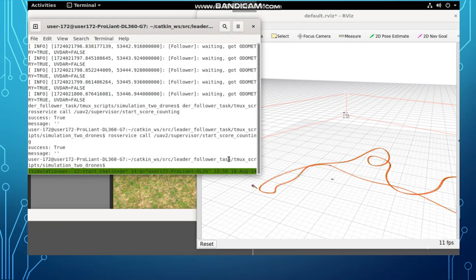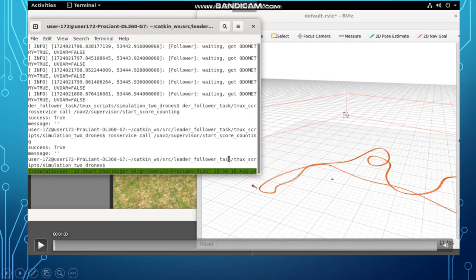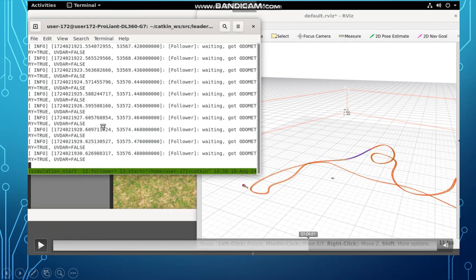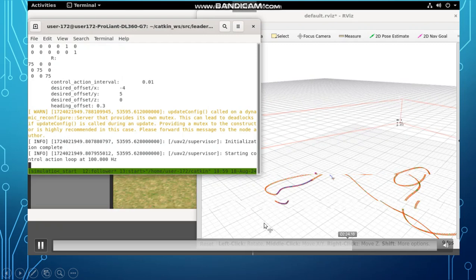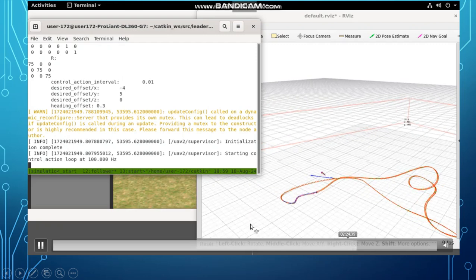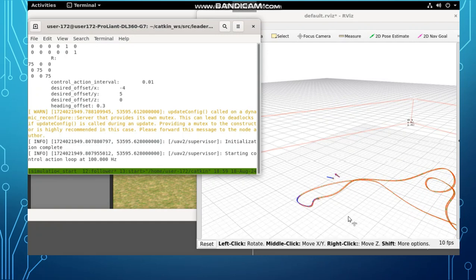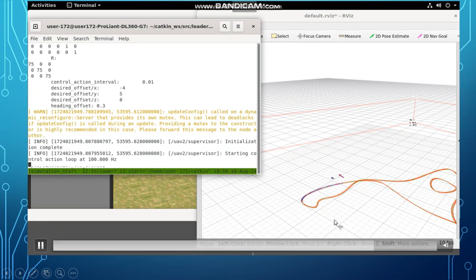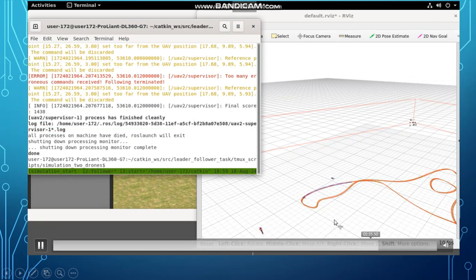You can see here the answer for 2 points. It's not a good answer. It is not following. It's just coming toward the 2 points.